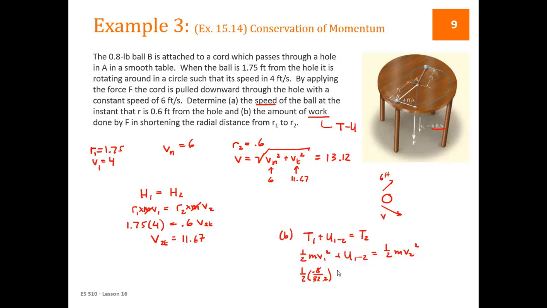Our initial speed was 4 squared, plus the work, 1 to 2, is equal to 1/2 of 0.8 over 32.2, times our final speed, which is 13.12, right? We're looking for the total, the magnitude of the speed, not the components of the velocity squared. So we can solve for the work, which turns out to be 1.94, and the units are pound-foot.